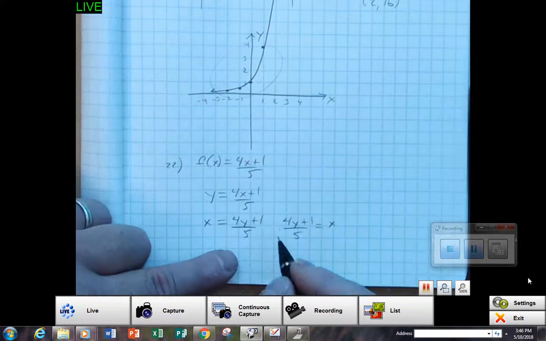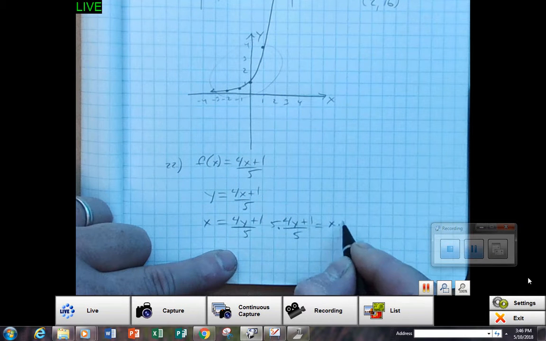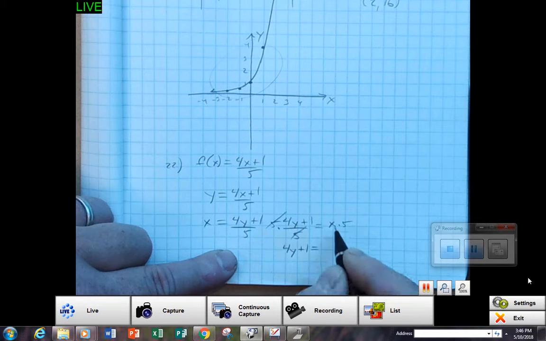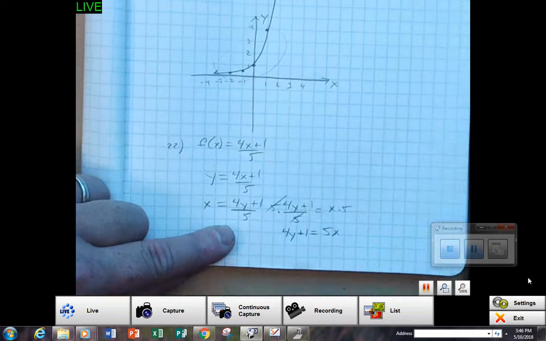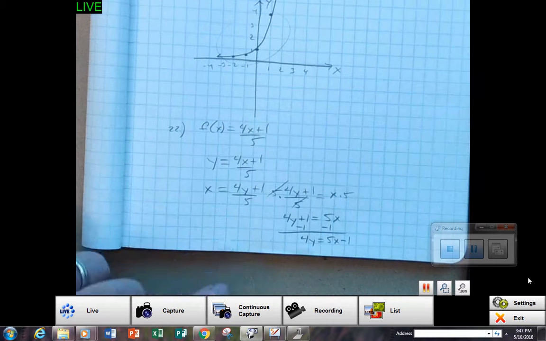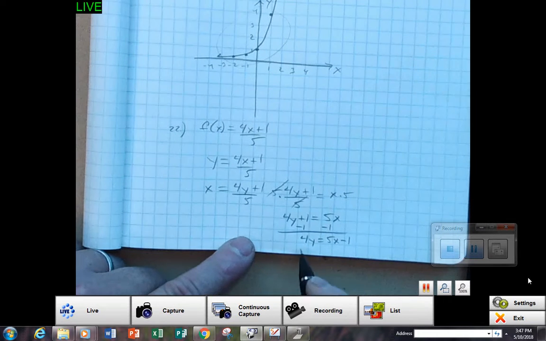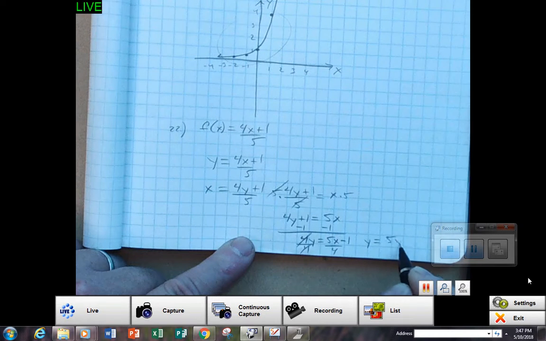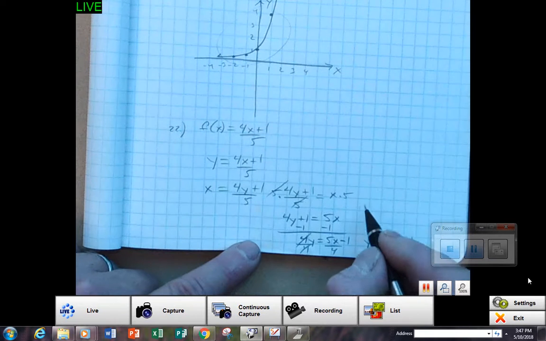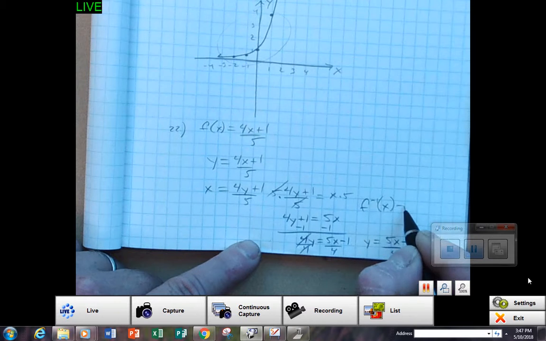So my first step, I'm going to multiply both sides by 5. And that will give me 4y plus 1 equals, and I'm going to write that as 5x. Now I'm going to subtract 1 on both sides, and that gives me 4y equals 5x minus 1. And then right there I'm going to divide by 4. And that gives me y equals 5x minus 1 over 4. That is your inverse operation, or your inverse. So f inverse of x is this, 5x minus 1 over 4.